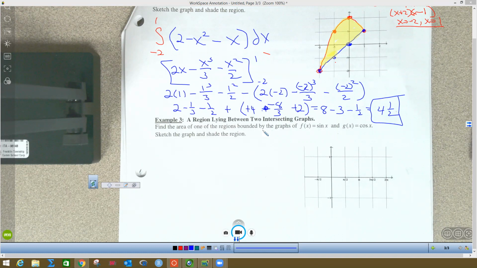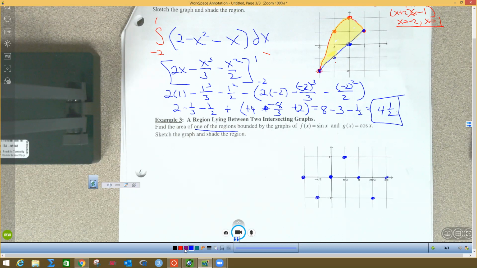We want to find the area of one region enclosed by the graph. So we got to know the sine and the cosine graph. I hope we all know that sine goes through the origin. Pi over 2 is a max at 1. Pi is a 0 again. 3 pi over 2 is a minimum. Back to here, back to here, back to there. So there's my sine graph.